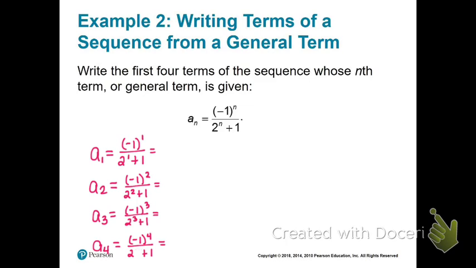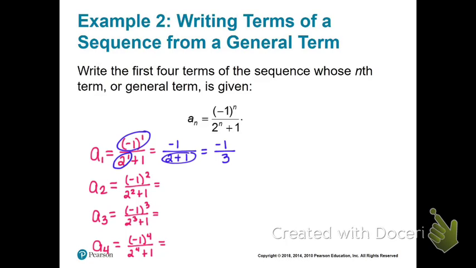Okay, so when we go to work this out, I'm looking at the first one. In the numerator, we have negative 1 to the first, which is negative 1. Over, on bottom, we have 2 to the first, which is 2, plus 1, which is 3. So on top, I still have negative 1 over what's 2 plus 1, 3. So we got negative 1/3.